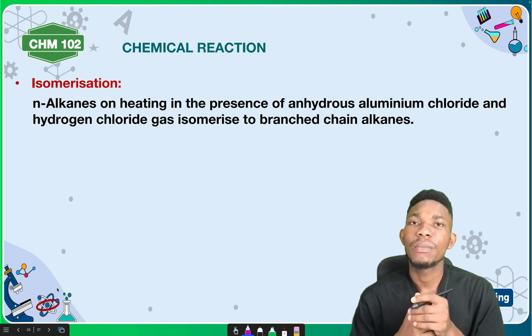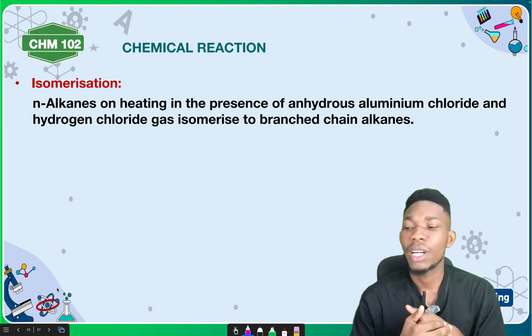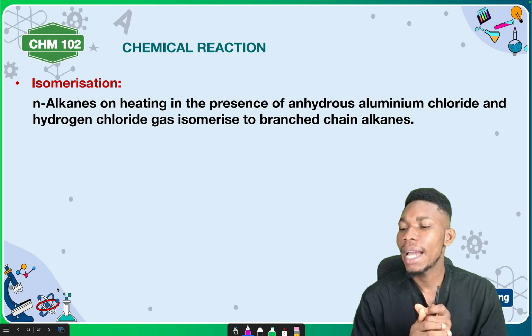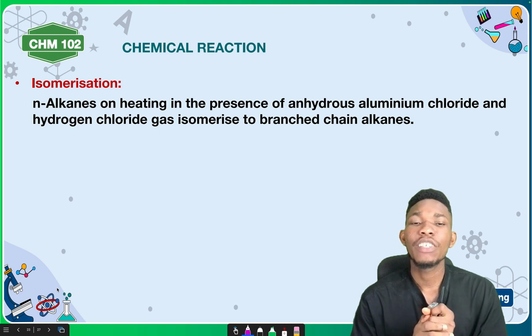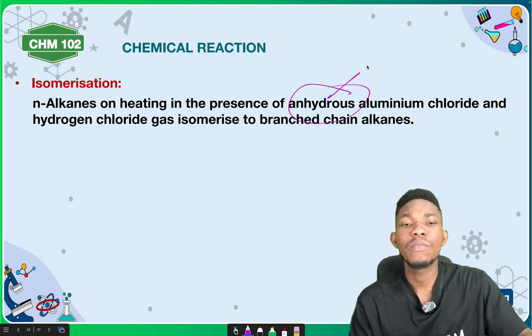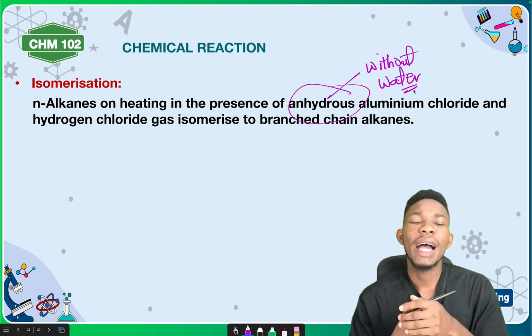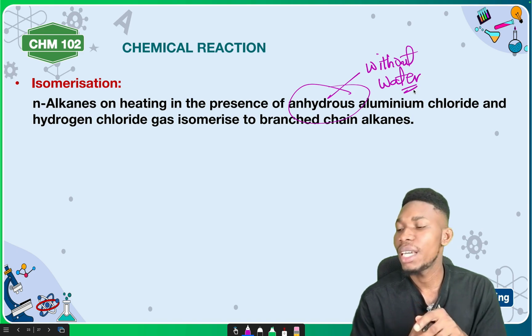What is isomerism? Isomerism is a phenomenon where compounds have the same molecular formula but different structural arrangement. Now in isomerization, what can actually happen is, in the presence of anhydrous. Now, my dear student, when you hear the word anhydrous, it means without water. Without what? Water. Is that okay? In the presence of anhydrous aluminum chloride and hydrogen chloride gas, n-alkane isomerizes to branched chain alkane.